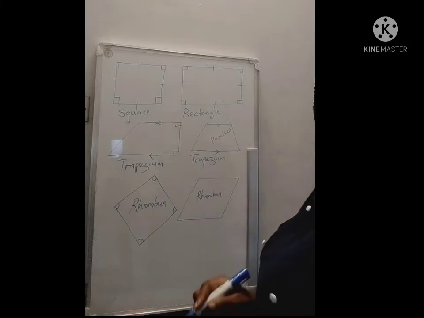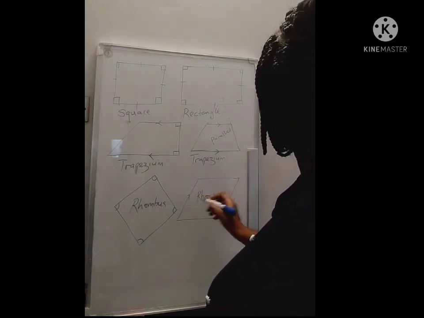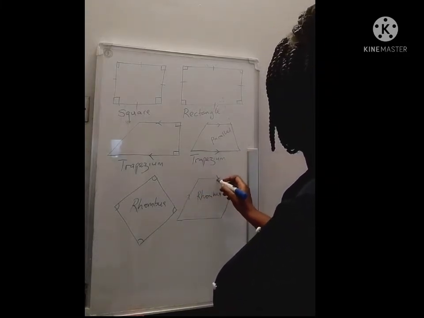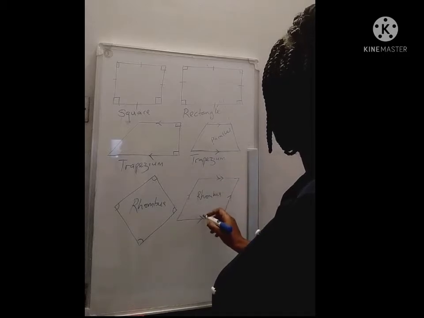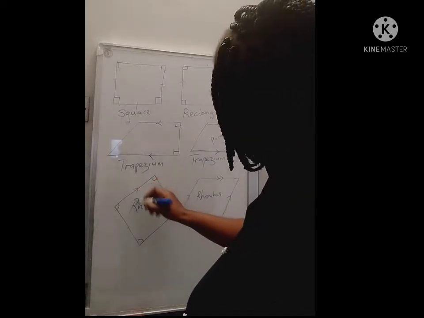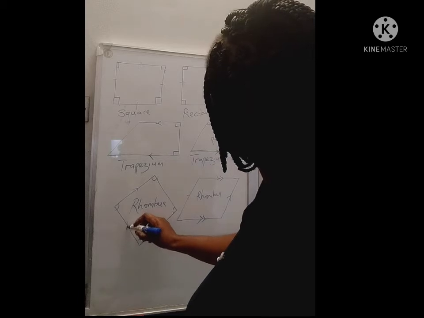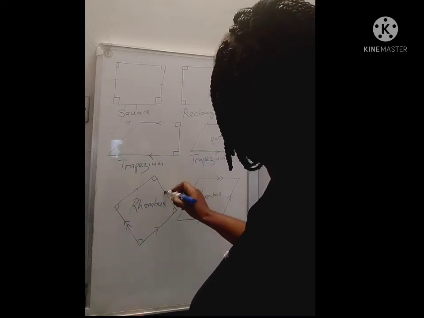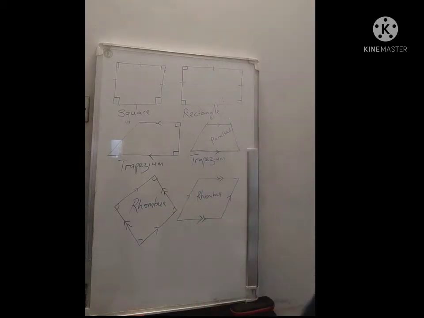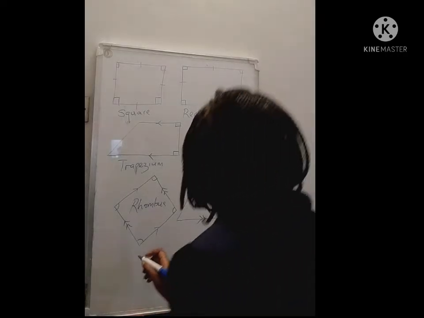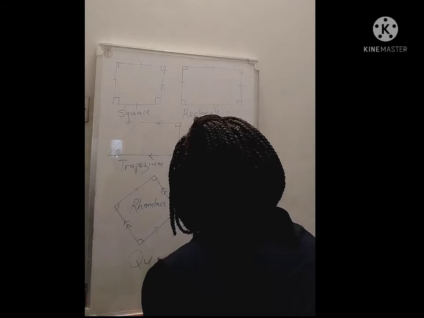The key point of a rhombus is that the two opposite sides are parallel. They are always parallel to each other, okay? So that's a rhombus. They are all quadrilaterals. That's quadrilateral.